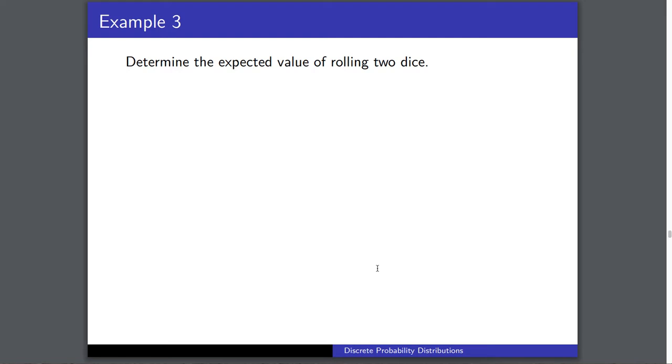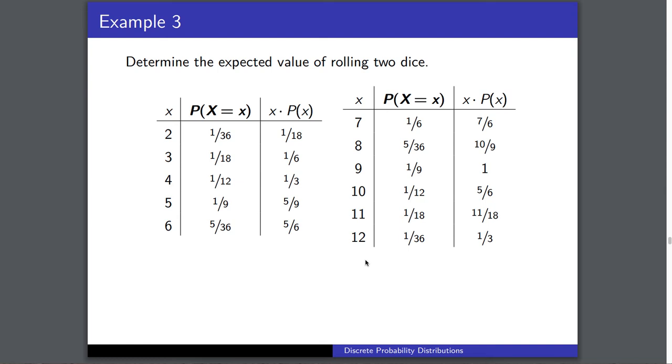So example 3, determine the expected value of rolling 2 dice. In our last video, we took a look at creating the probability distribution with each outcome x and each associated probability. Here, I had to split the table up just to have enough space. I wasn't really able to fit it too well vertically in one table, so I split it up into 2 separate tables. And in each one of these tables, I added another column which represents the outcome x times its associated probability. So the chance of rolling a 2 was 1 out of 36.